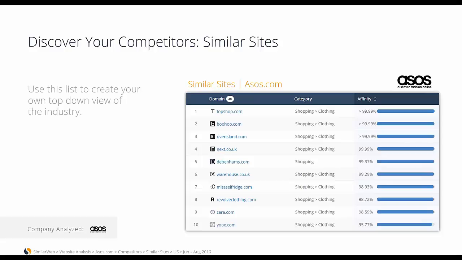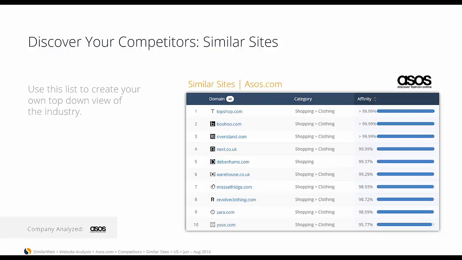So what we do at SimilarWeb is we give you those tools and the data and the insights to discover all of your competitors across all of these different channels. So in this example, I've taken ASOS, which is one of the leading global clothing retailers. They ship everywhere. And we have what we call similar sites.